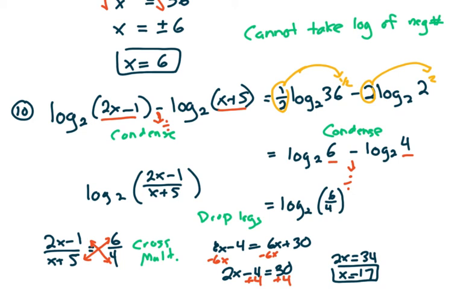All right. So this is type 3. They could be really easy. They could be more complicated because we have to use all of our log rules on them.